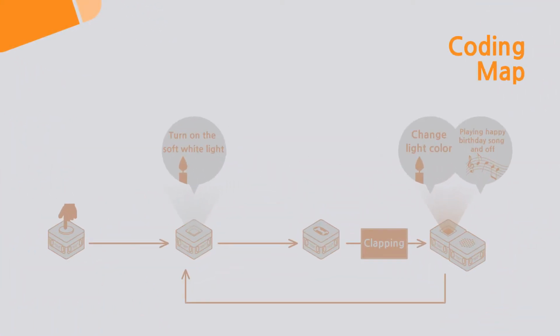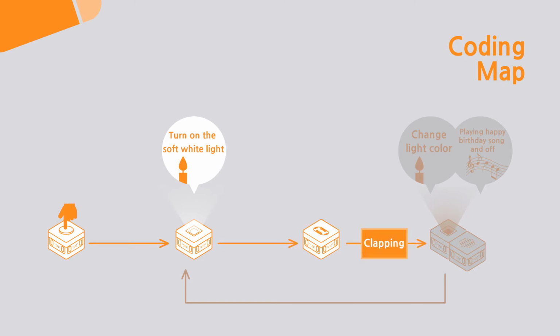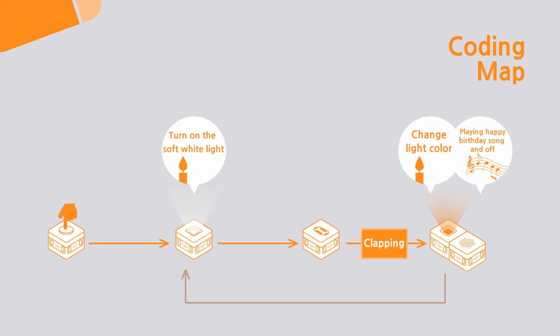Before we start coding, let's look at the code structure first. When you press the button, the LED will emit a soft white light. When the microphone module detects a loud sound, the LED colors will change, and the speaker will play a birthday song. After the song is over, it will go back to a soft white light. So then, shall we start coding?